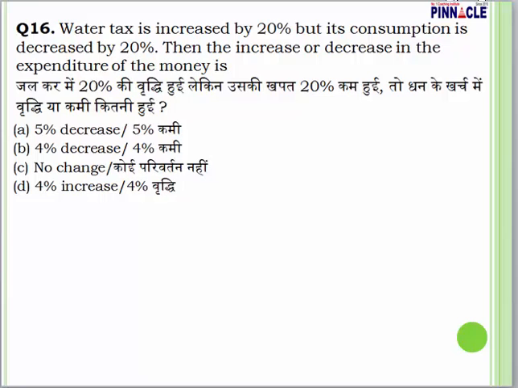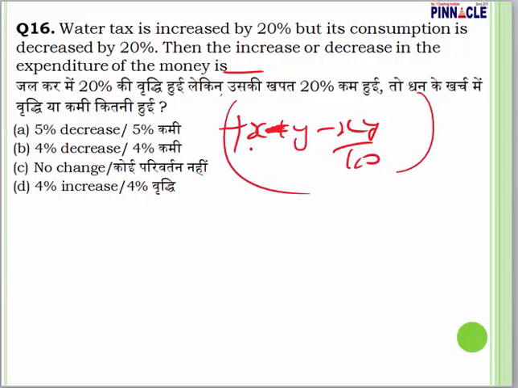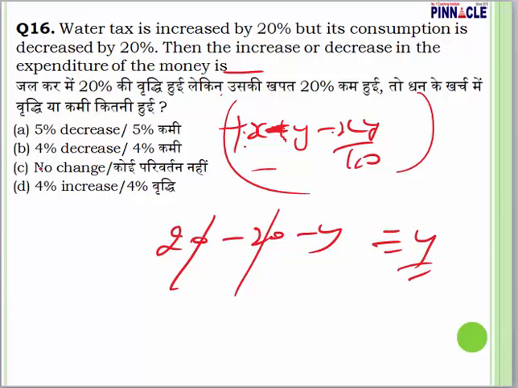Question is, if water tax is increased by 20%, but its consumption is decreased by 20%, then the increase or decrease in the expenditure of the money would be how much? This kind of question we can solve by the successive percentage technique: X minus Y minus XY by 100. This is successive percentage. When one is increasing, the second is decreasing, increase is plus and decrease is minus. So you can solve this by this trick. That is minus 4, a decrease. Answer is B.